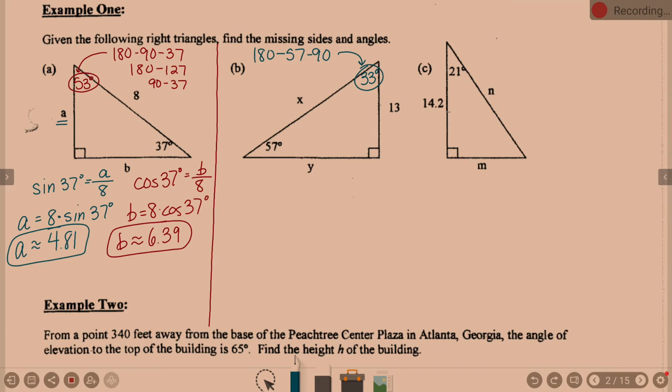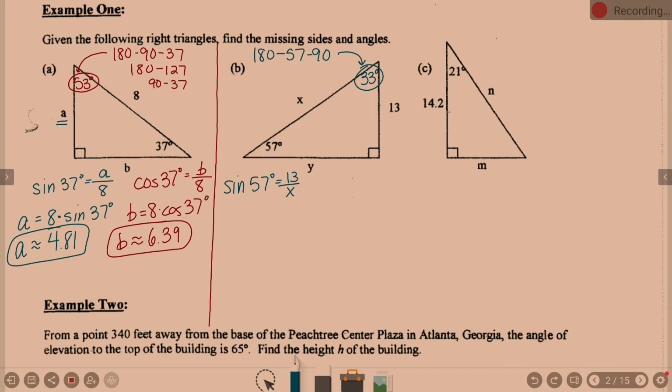Okay, now we have to find x and y. Thoughts? Well, sine of 57. Equals 13 over x. Okay, so one option: sine of 57 degrees is 13 over x. Is that an option? That's what I got. Okay, that works. So sine of 57 degrees is equal to the opposite, 13, over the hypotenuse, x.